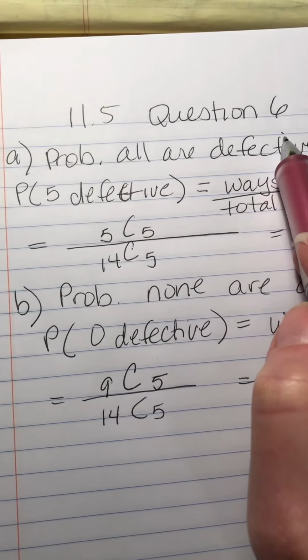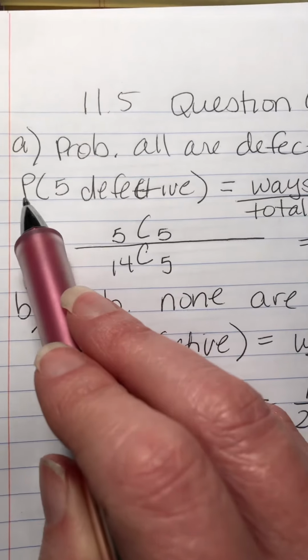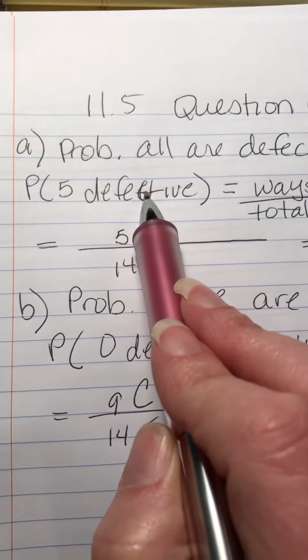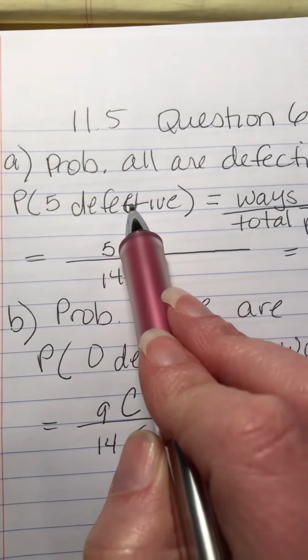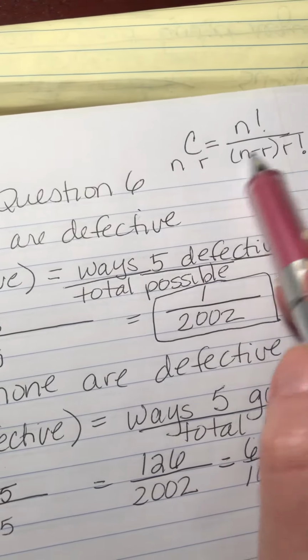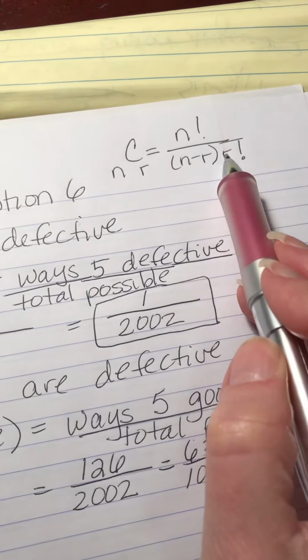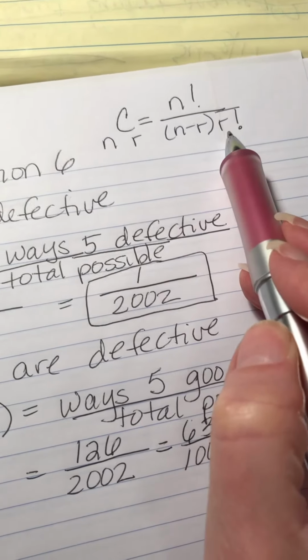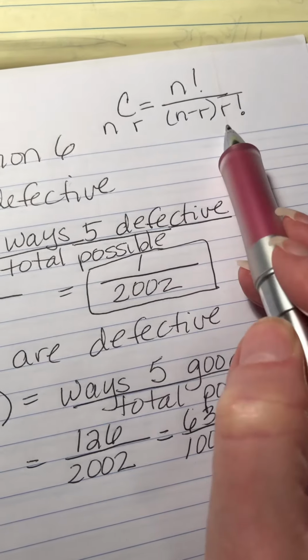Since we're selecting 5, that would be abbreviated as the probability that we have 5 defective. And since order is not important in the selection, we will be using this combination formula from a prior section. If you have trouble with the formula, let me know, because I can send you another video.